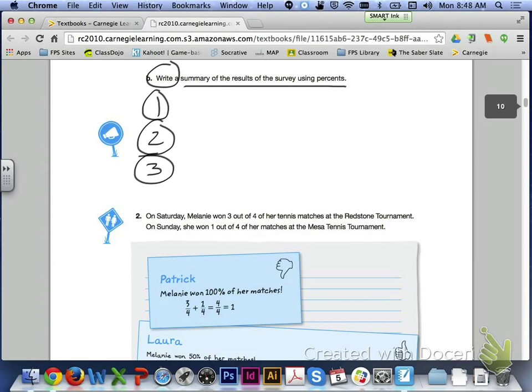Let's take a look at letter B at the top of page 396. It says to write a summary of the results of the survey using percents. So go back, take a look at the table that you filled out, and I want you to write down 3 things from the table and just write out a summary of those 3 things and make sure that you use percents in your summary.